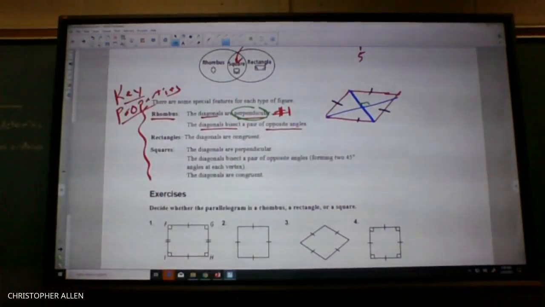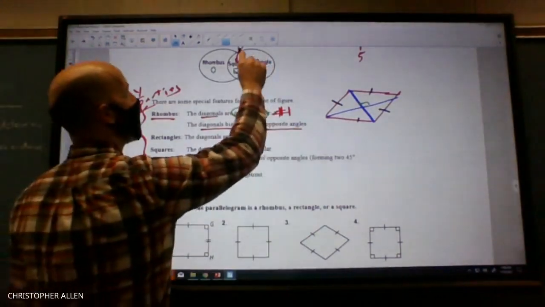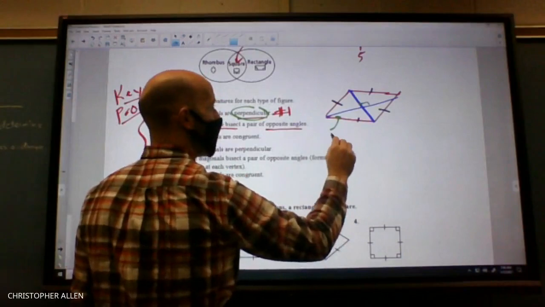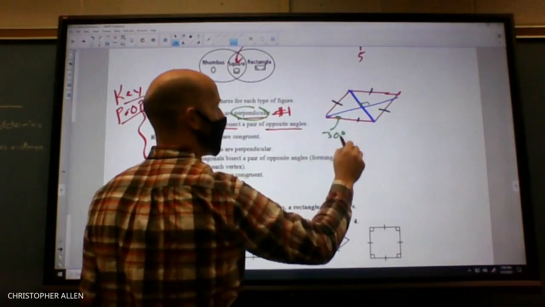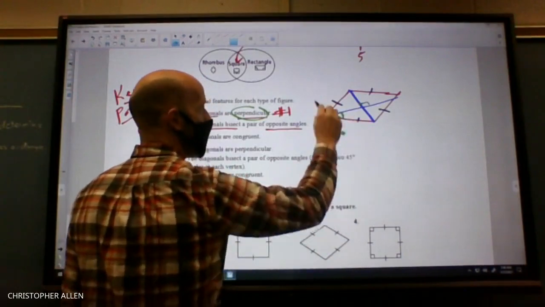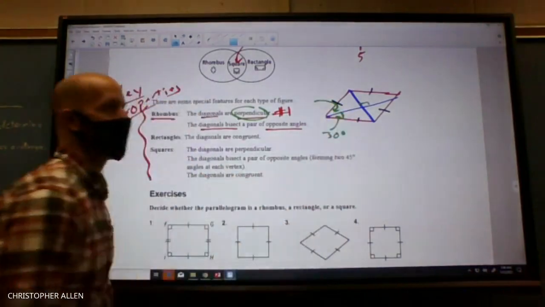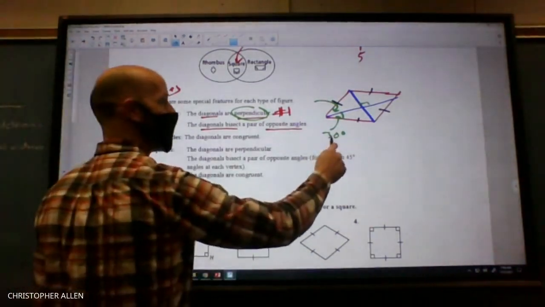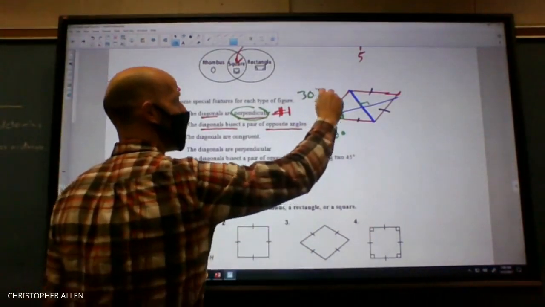Now, let me explain what that one is. Let's do that one in green. So here's what I'm telling you. If this angle here measures 30 degrees, right there, this angle right here, guess what this angle has to measure? 30 degrees. If this angle is 30 degrees, then this angle is 30 degrees.